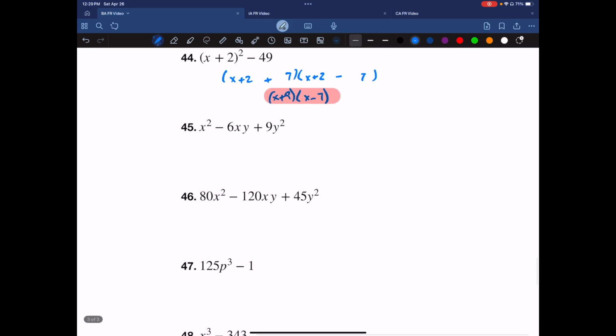Okay, 45. Factor, it's going to be x. The second sign is positive, so both are the same as the first. And that's going to be y and y. What times what is 9 and adds to 6 is going to be 3y. And because they're both the same, it's simply going to be x minus 3y all squared.